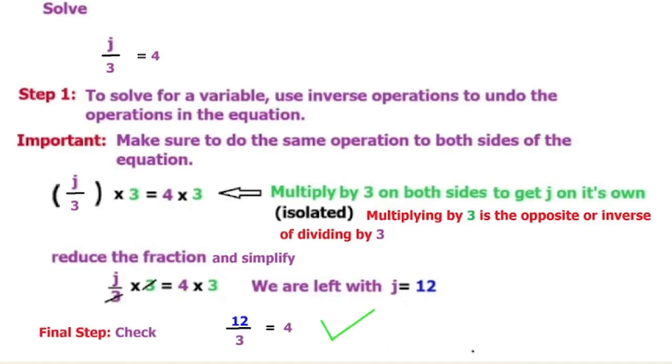So now what you have to do is to check. That's the final step, is to check. So we put 12 in for j. J is a variable, but it's just any number. And in this case, it's 12. J equals 12. 12 over 3 equals 4, which is correct. 12 divided by 3 is 4. And that's what this equation equals. It equals 4. So we know we've done this correctly.